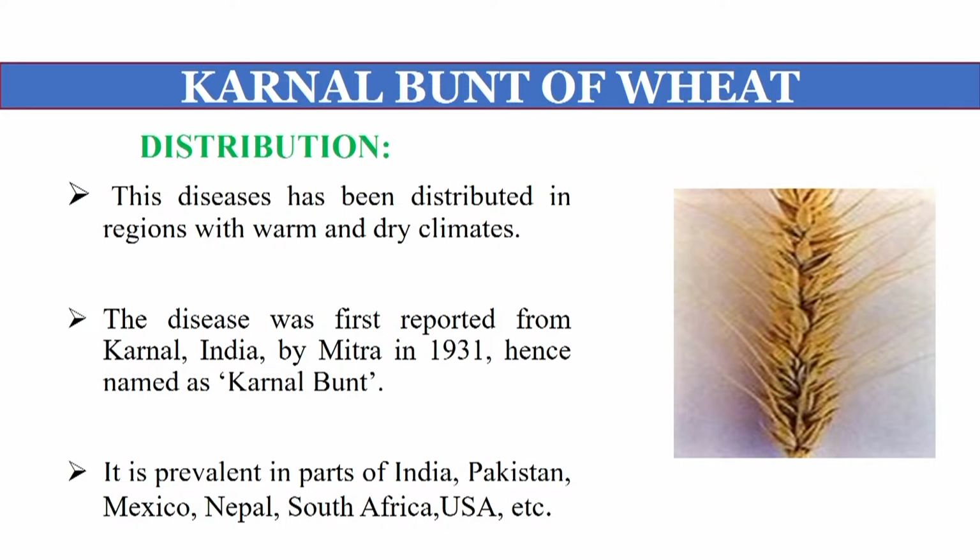From the distribution point of view, this disease is distributed in regions with warm and dry climates. The disease was first reported from Karnal, India by Mitra in 1931, hence the name Karnal bunt. It is prevalent in parts of India and other countries like Pakistan, Mexico, Nepal, South Africa, and it has also been reported in the USA. And economically this disease is also important.